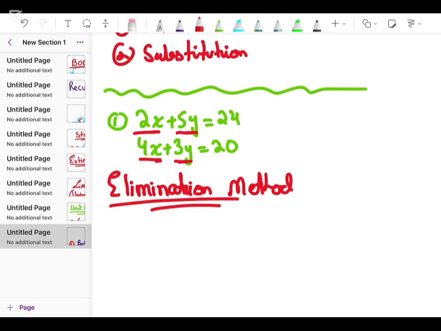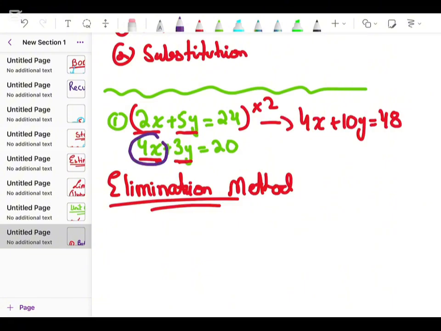So what I will do, I will multiply this equation by 2. Why am I multiplying this equation by 2? Now you will see when I multiply this equation by 2, this will become 4x plus 10y. 2 will multiply with each term and this will become 48. Now you can see that as I multiply the equation by 2, the coefficient of x becomes the same. Now this is equation number 1 and this is equation number 2. Equation 1 is basically the updated equation. Now you can see that x is same.